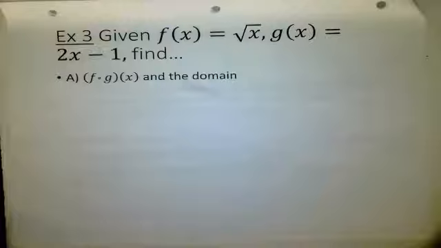Okay. F of x equals the square root of x, and g of x equals 2x minus 1. We want to find f of g of x and the domain. And I think on your homework you have to do both of them, so you don't have a ton of problems, because each one is like two problems in its own.